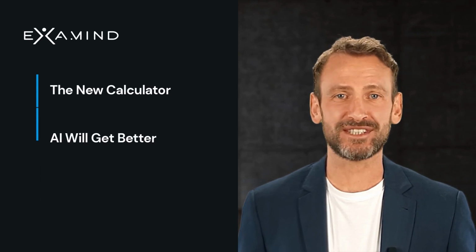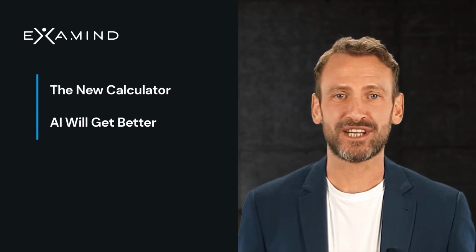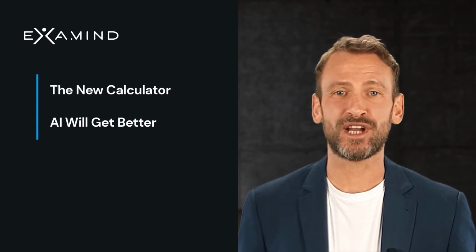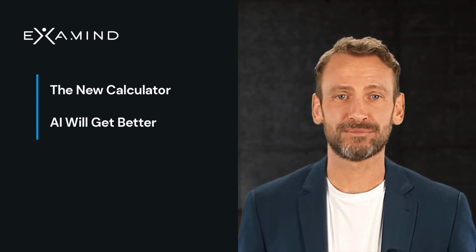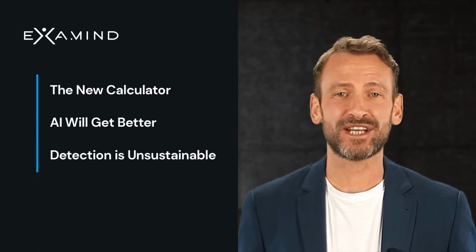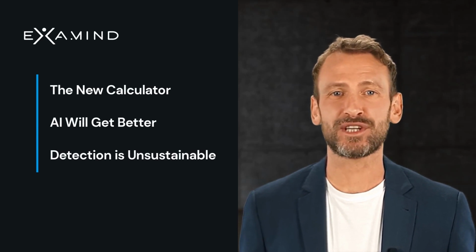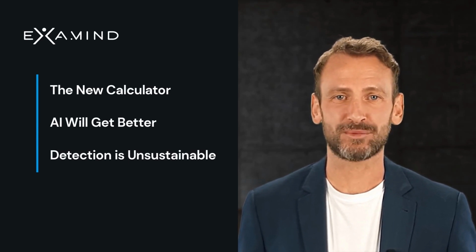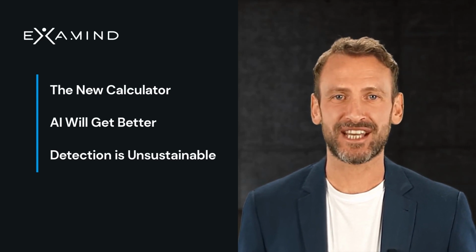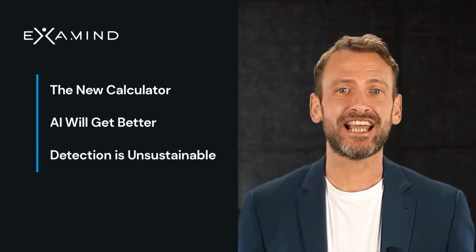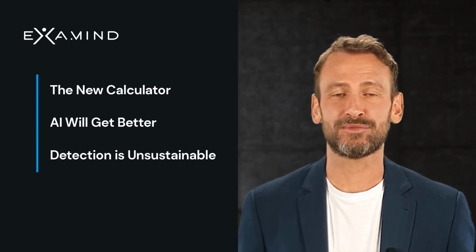The second point to consider is that AI technology will continue to advance and improve. While it may not be perfect now, it will become increasingly accurate and more human-like as the technology progresses. The third point to consider is that the ability to detect AI-generated content is in opposition to creating more human-like AI. As AI improves, it will become increasingly difficult to distinguish from human-generated content. Thus, detecting AI plagiarism may become unsustainable.